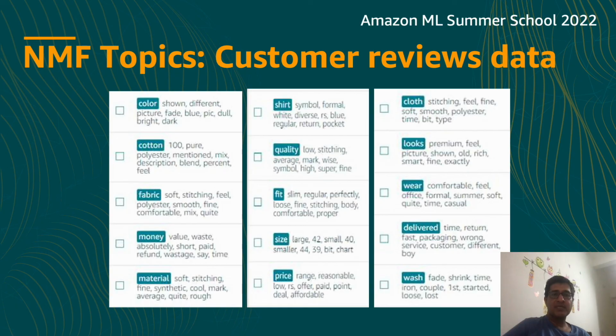And within these topics themselves, you can try and figure out what are the weights for these individual terms within the topics, right? So that gives you an idea of how you could use non-negative matrix factorization to be able to realize what your customers are talking about in reviews, right?